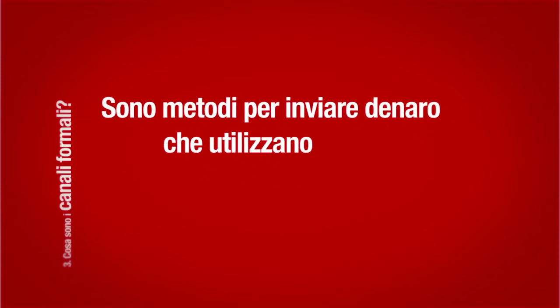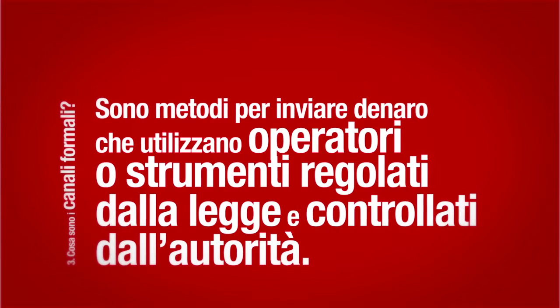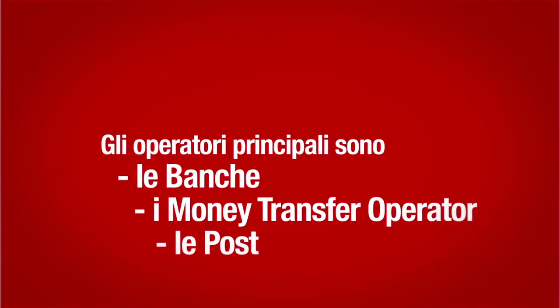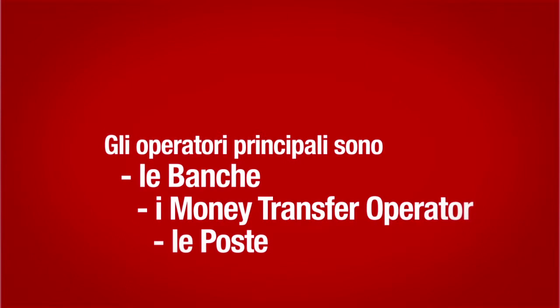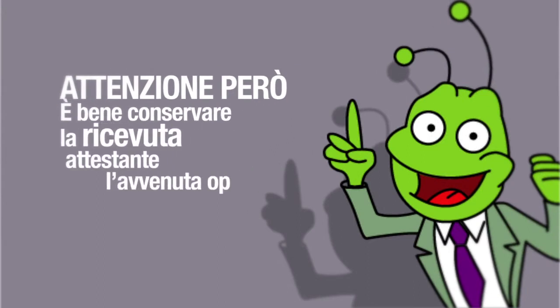What are formal channels? These are methods used to send money which use operators or instruments regulated by the law and controlled by the supervisory authority for financial flows and instruments. The main operators are banks, money transfer operators, post offices. When money is sent through a formal operator, a receipt is issued containing information on the single operation, including the identification code of the transaction.